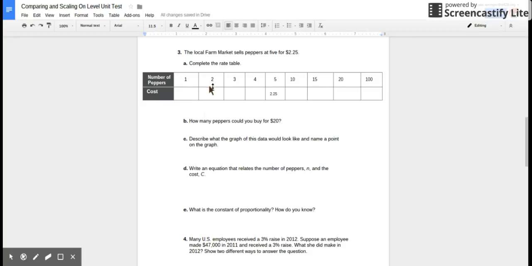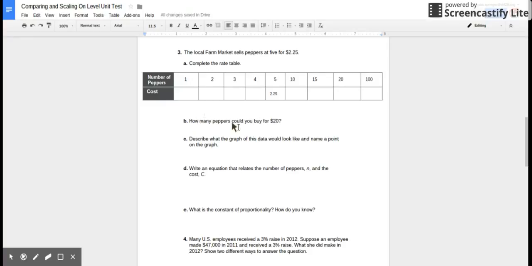And after you've done that, you can use that cost for 1 pepper, that unit rate, to fill in these next costs for peppers. And you can also use a proportion to find the rest of these values.